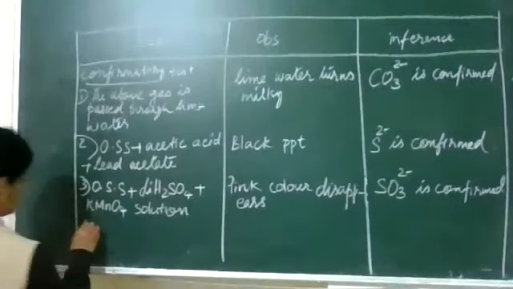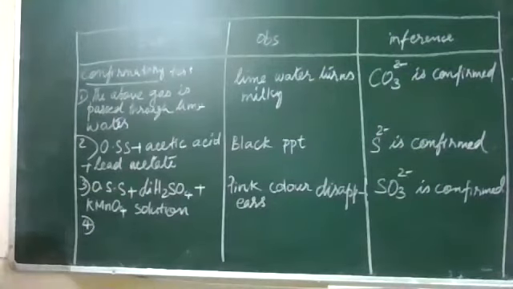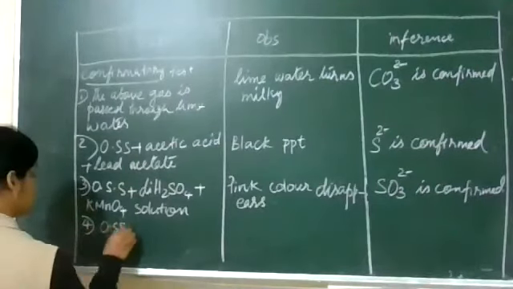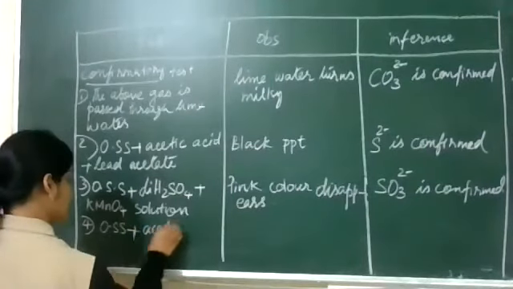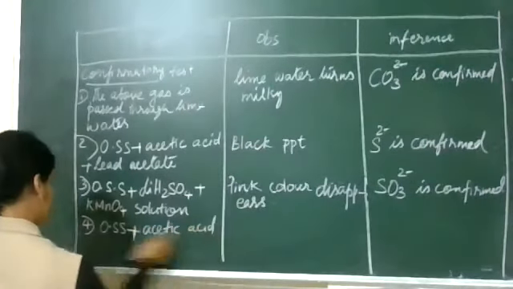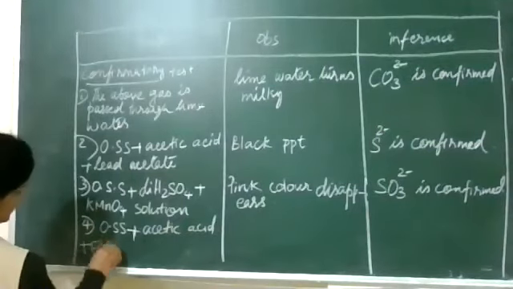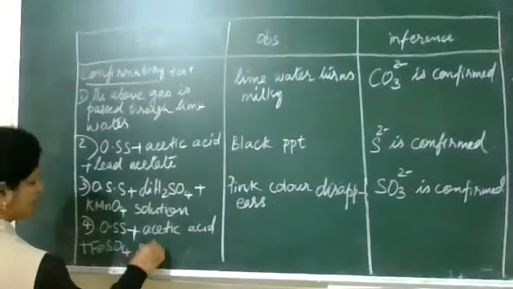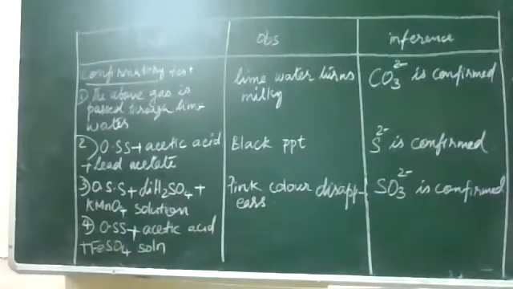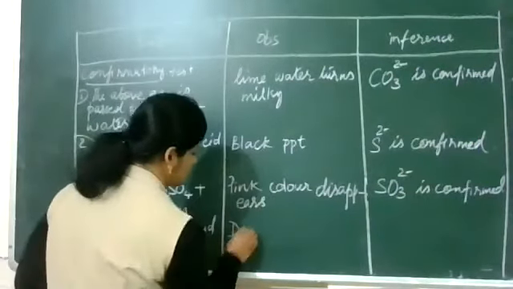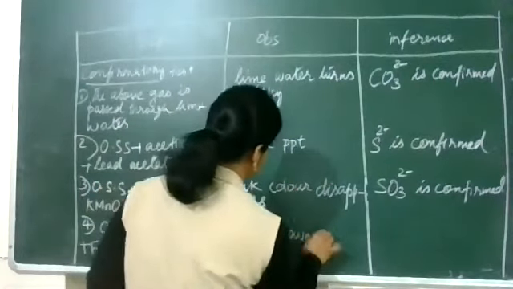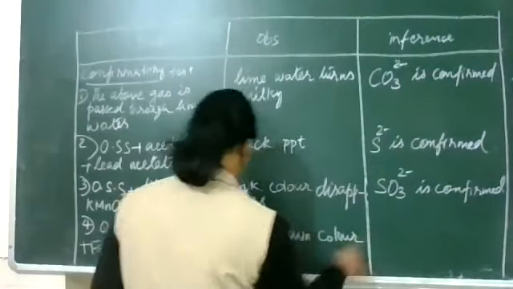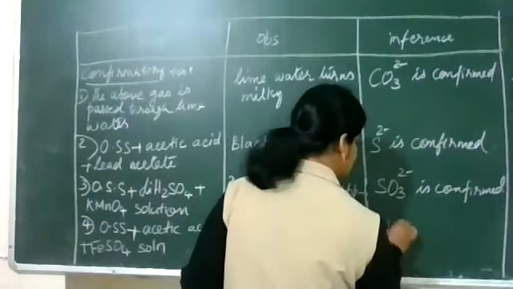Now what else? Nitrite. For nitrite, OSS plus acetic acid, plus FeSO4 solution. Then a dark brown color. Then nitrite is confirmed.